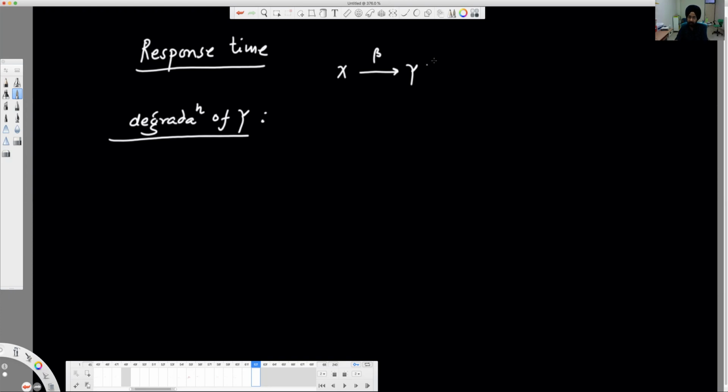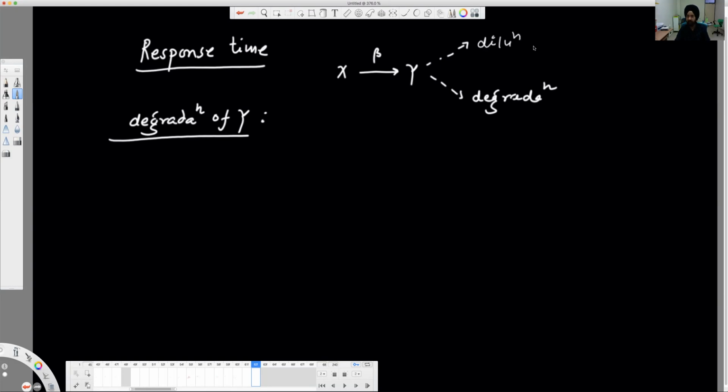So degradation of Y will happen. How would Y be degraded? Anybody? With certain degradation rate, right? There will be some degradation. One is the simple degradation, right? Protein degradation. What is the other way of degrading Y? The cleanup of Y will also happen through dilution.